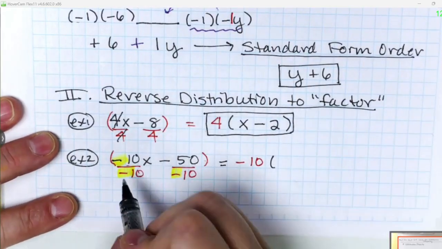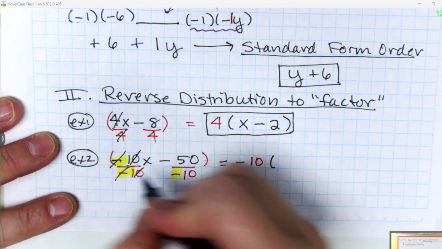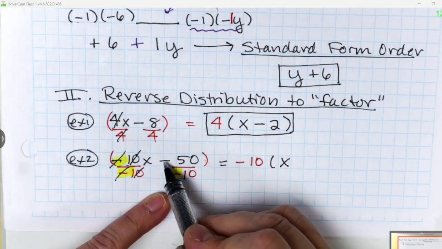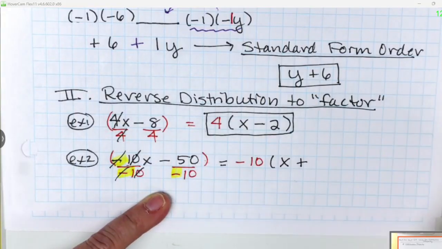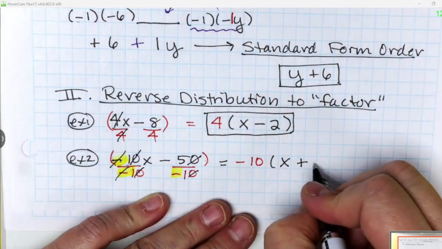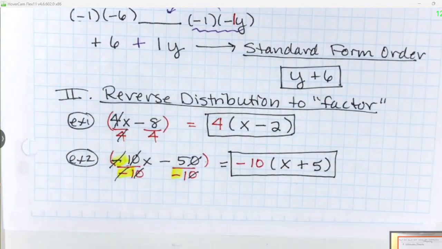And now we're going to simplify. A negative divided by a negative is a positive. The 10s divide out, and I have an x. Second one, negative divided by a negative is a positive, and if I cancel out the zeros, I get 5. And that is your factored expression.